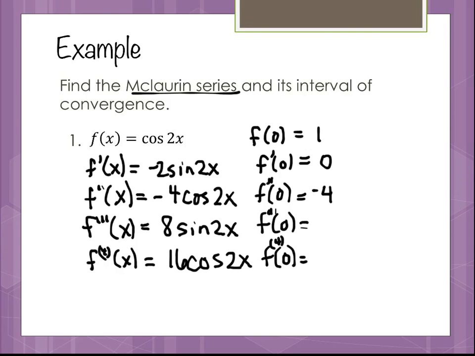How about the third derivative? Back to 0. In fact, every other one's 0, right? Because every other time I'm turning this into sine, and sine of 0 is 0. How about the last one, 16 cosine 2x? That's 16. All right, so a couple of things to notice. I already said one of them is that every other term is 0. What about the terms that are not 0? Can you predict what's happening on those?